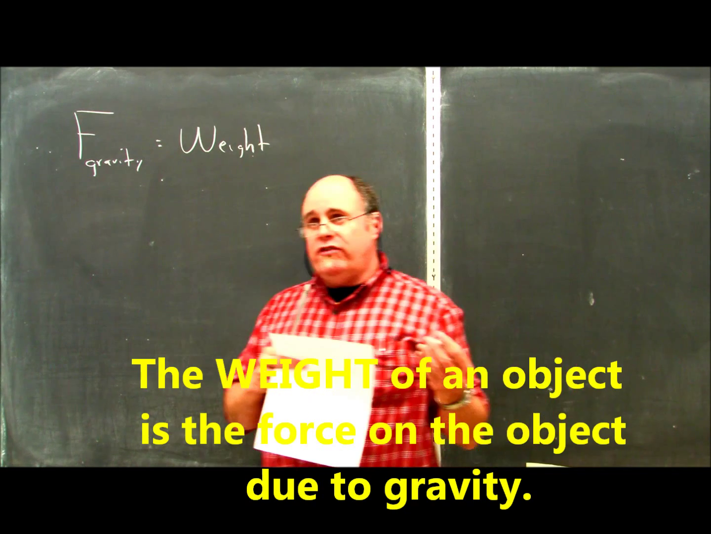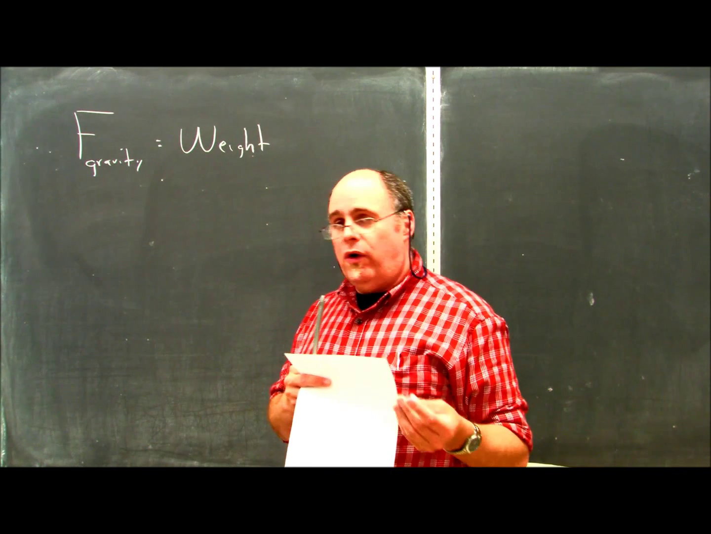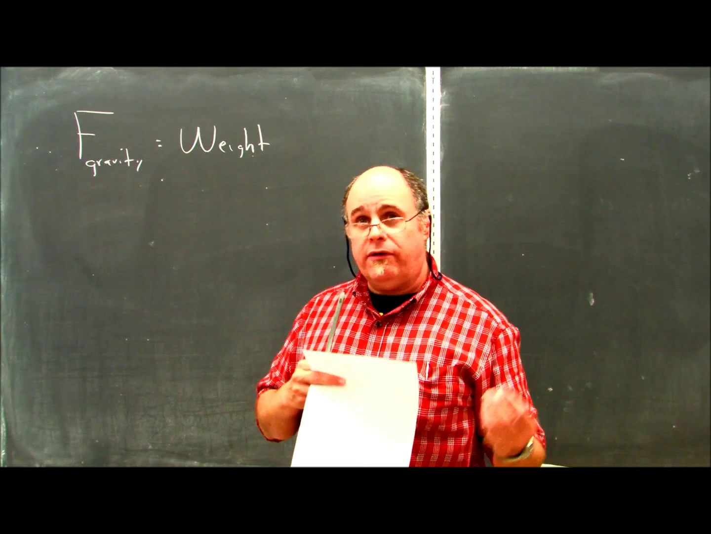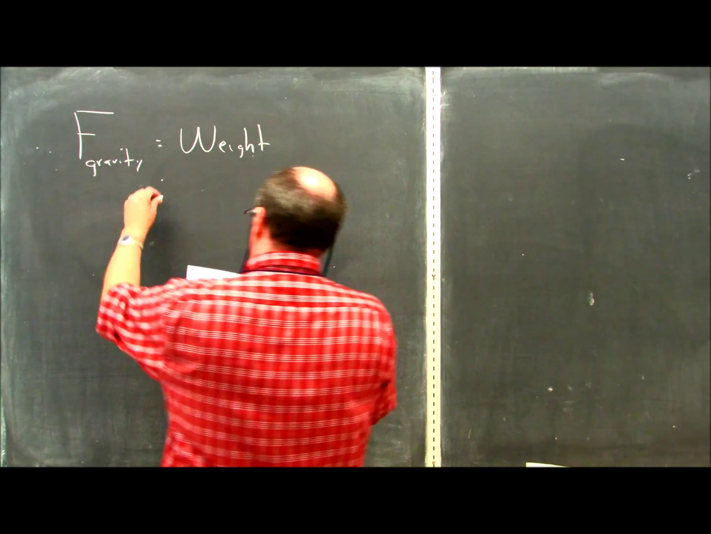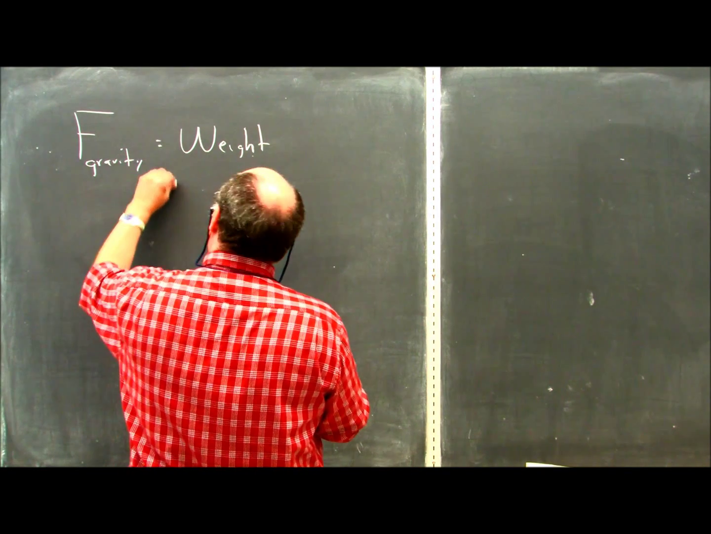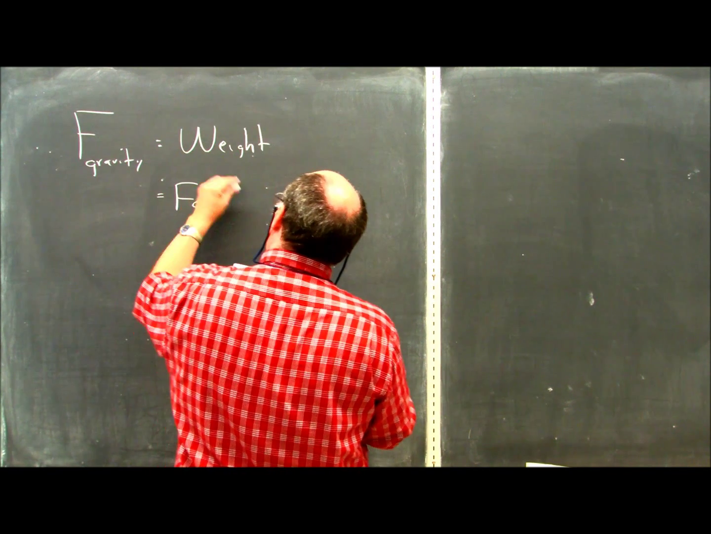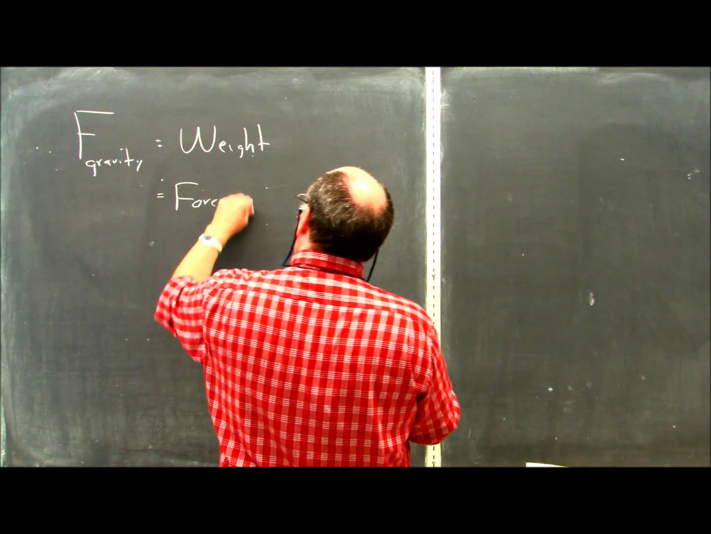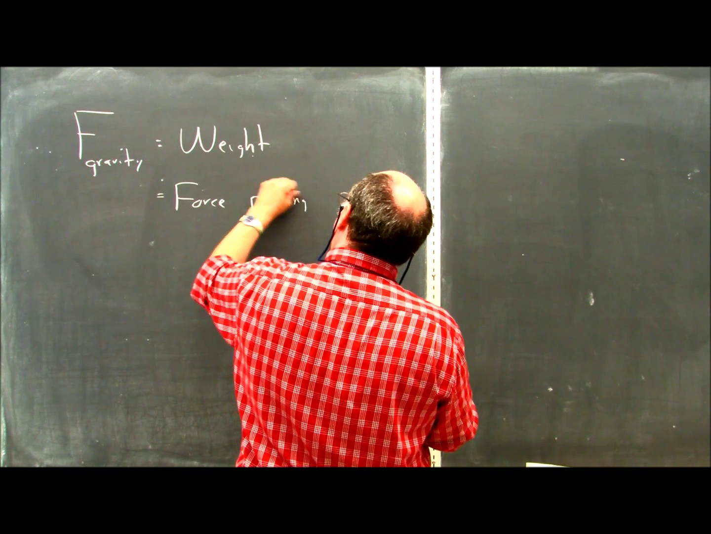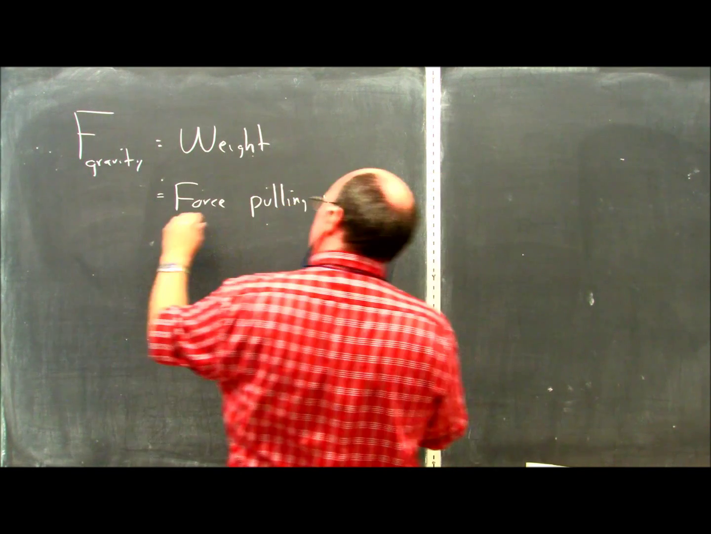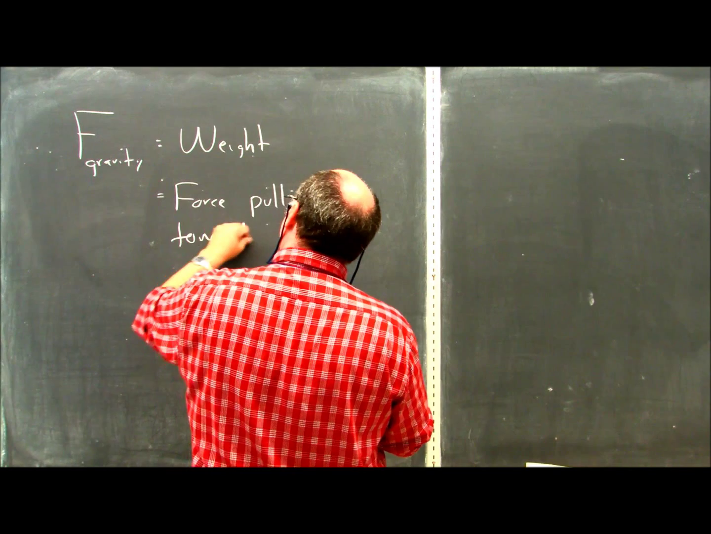And what weight is, is when mass gets exposed to a gravitational field. So the gravitational field will try to accelerate all mass towards the center of a planet. So weight is basically a force pulling mass towards the center of the planet.